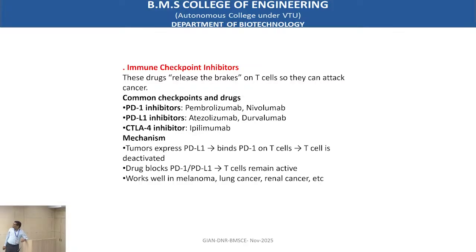Now what people are doing is trying to prevent this interaction, these two binding, when they come in contact. Those are called checkpoint inhibitors. That means they act as a brake release, so that the T cells can kill the cancer cells.